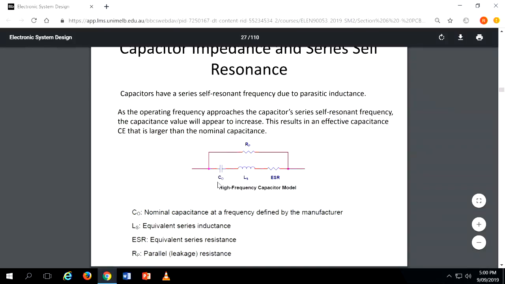Then at high frequencies we have to take into account this RP, this inductor, and then this resistor. Means you don't have to take these things into account at low frequency, but at high frequency they will come into the picture. So your capacitor will look like something like this at high frequencies. That is called the high frequency representation.